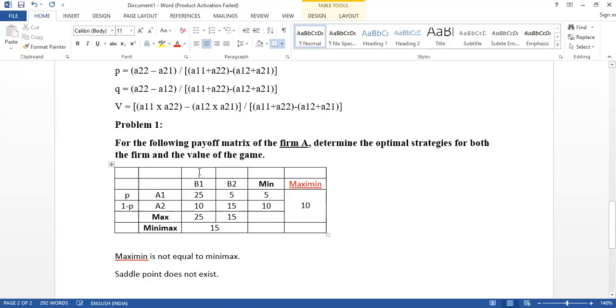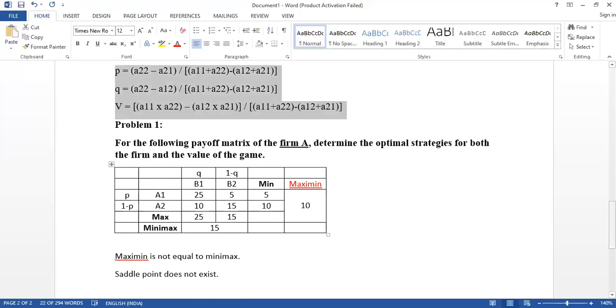The same thing we can take. The probability of occurrence of B1 is Q. Therefore, B2's probability will be 1 minus Q, right? So we need to answer the value of P and Q. That means the chances of occurrence of A1 and B1, right? And the value of K. That is why we had these 3 things.